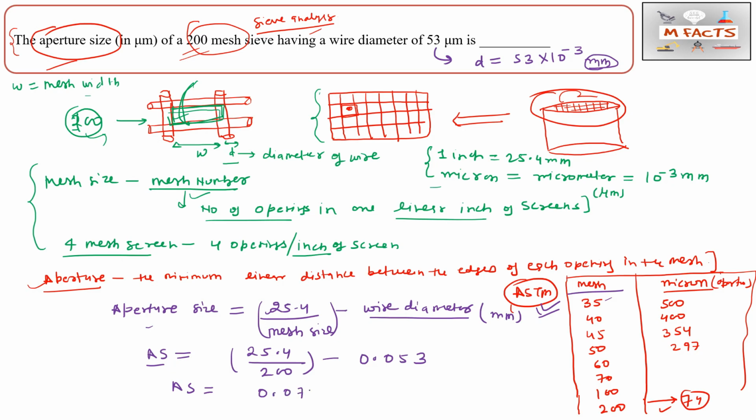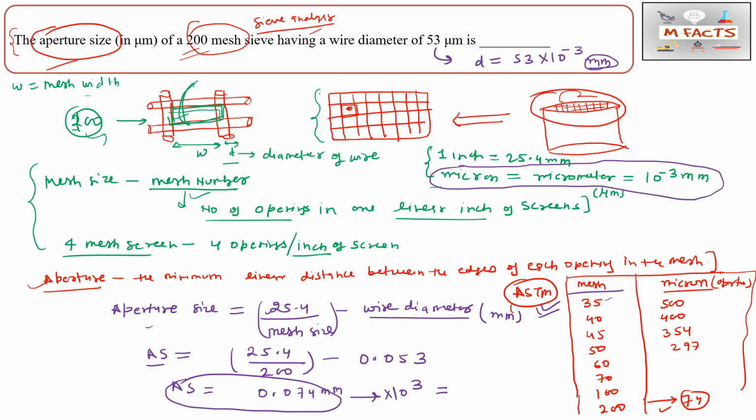0.074 mm. But here in this question they are asking the aperture size in micron meter, so we can convert it into micron meter by multiplying by 10 power 3, because we know the relation between micron meter and millimeter. Okay, that's why I have already told you. Okay, so multiply by 10 power 3, so we will get in micron meter, that will be 74 μm. Okay, so this is the correct answer. This 74 μm is the correct answer.